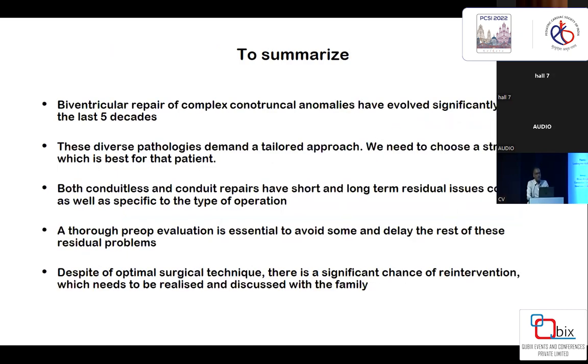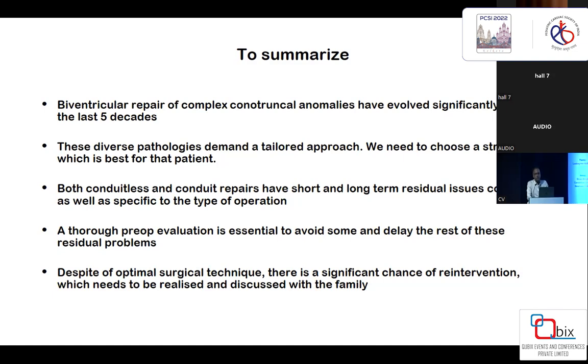So to summarize, biventricular repair of complex conotruncal abnormalities has evolved significantly in the last 5 decades. These diverse pathologies demand a tailored approach. We need to choose the strategy which is the best for that patient. Both conduitless and conduit repairs have short and long-term residual issues, common as well as specific to the type of the surgery. A thorough pre-op evaluation is essential to avoid some and delay the rest of these residual problems.